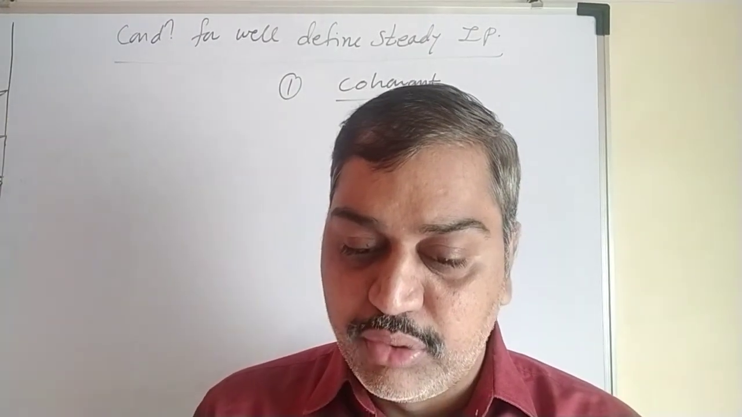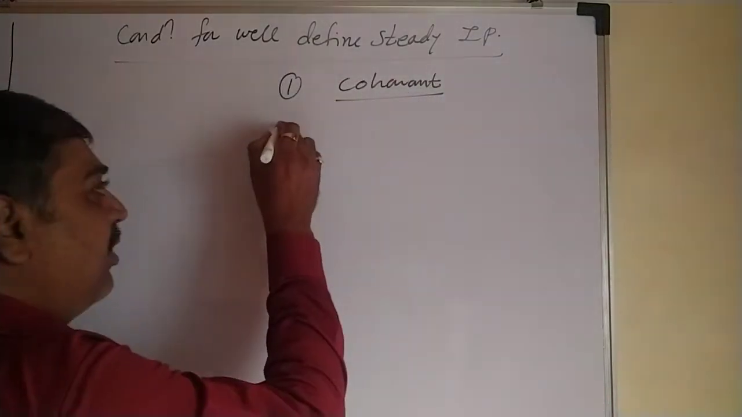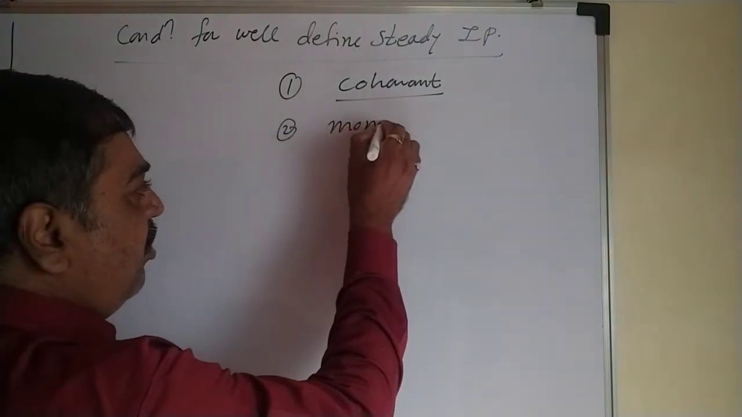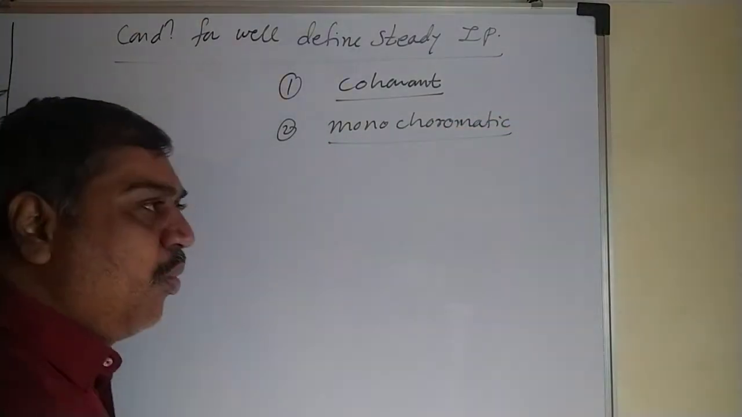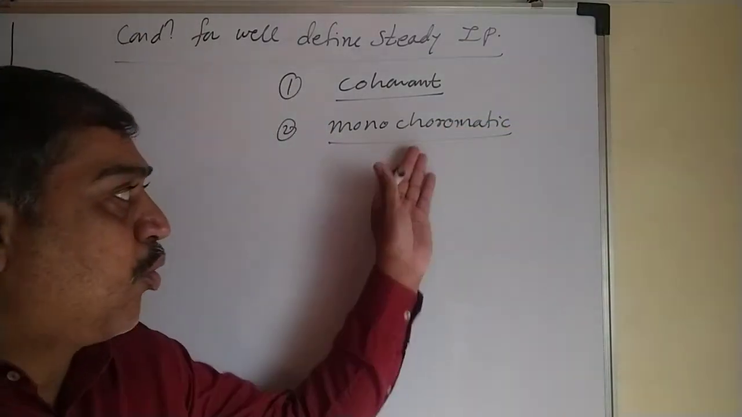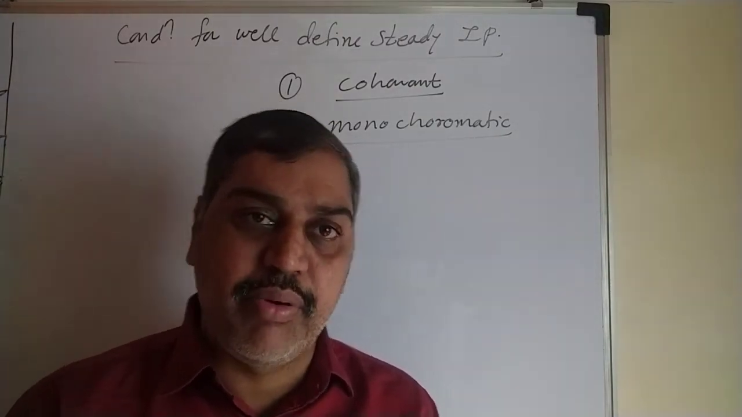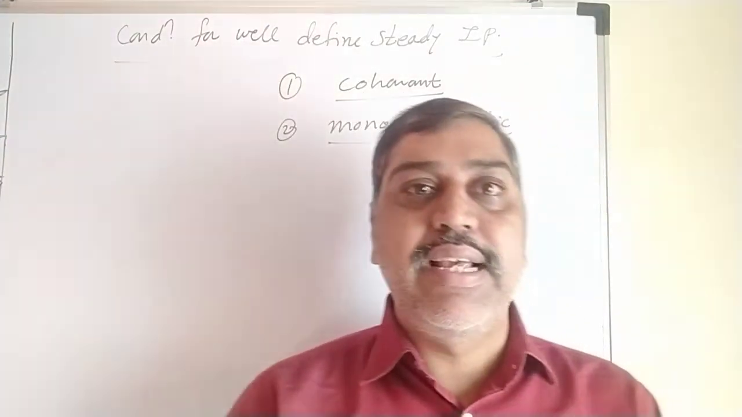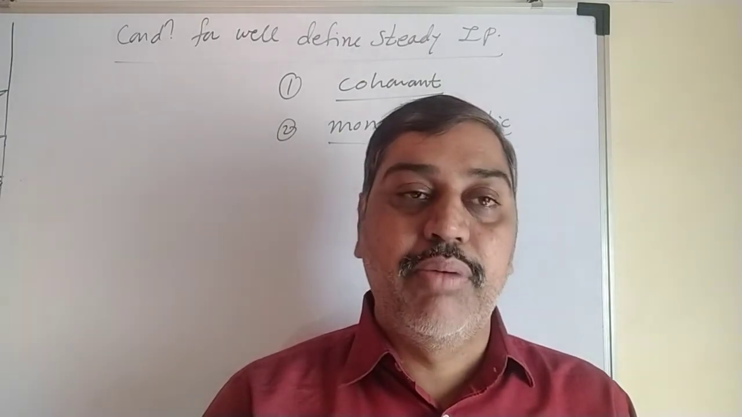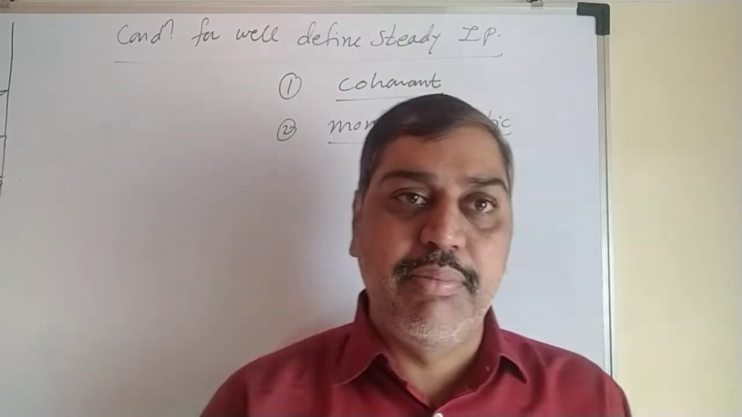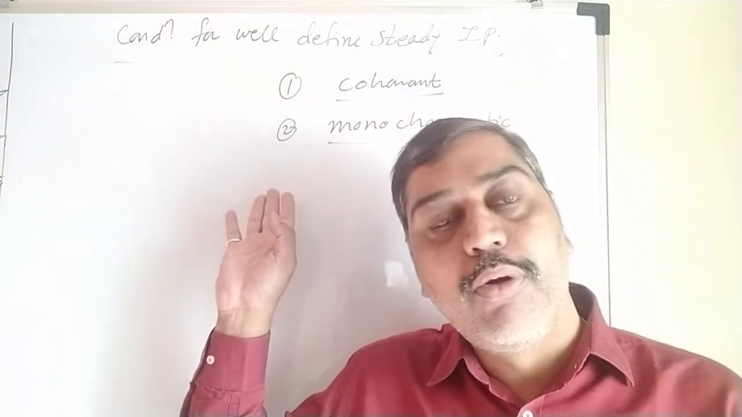Second condition: the two sources of light must be monochromatic. What exactly is monochromatic? Mono means single, chromatic means wavelength. The two sources of light, or the two waves coming from the two sources, must have the same wavelength. If the light emitted by the two sources has the same wavelength, then the two sources are said to be monochromatic sources.